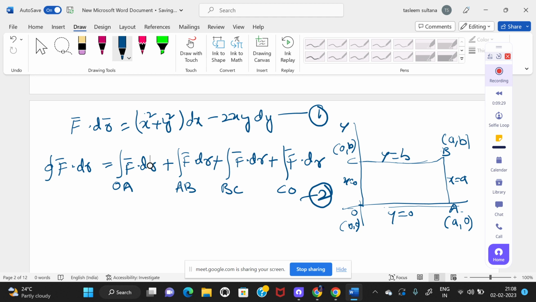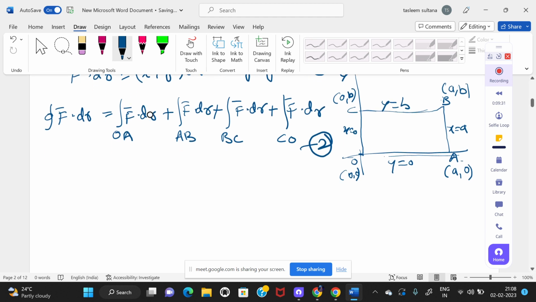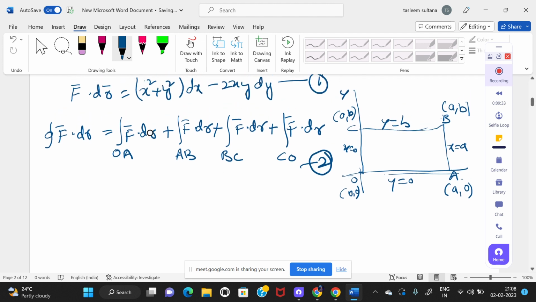Now when you are moving, I need even this equation because I have to substitute. When you are traveling from 0 to a, your y is what? Zero. When you differentiate, your dy is equal to 0. When you substitute that into your equation number 1, your second term will vanish. You're going to have only the one term from your first term.